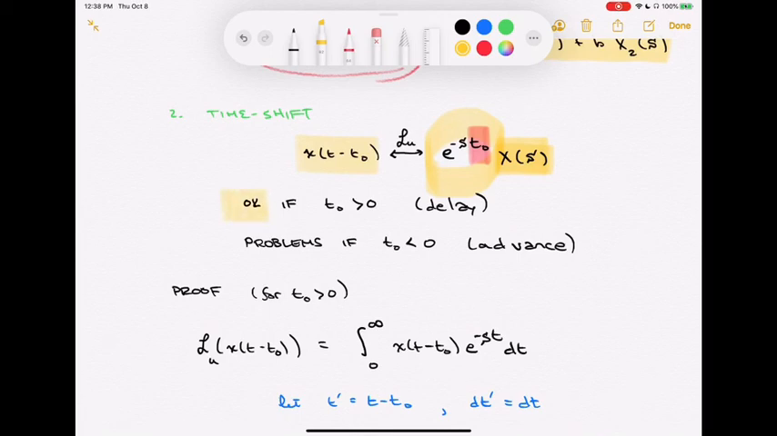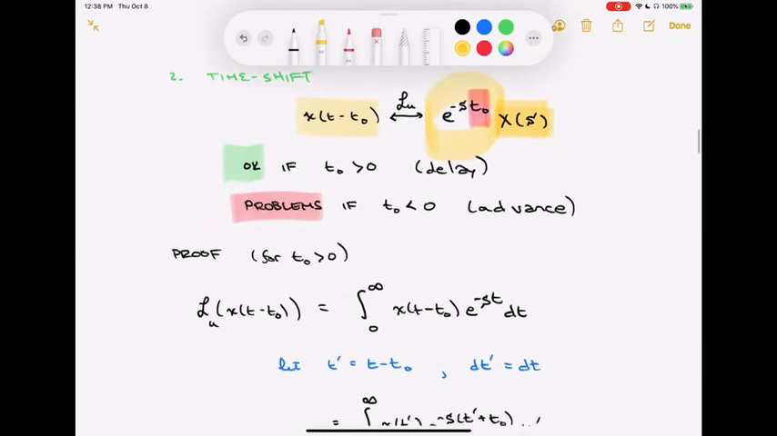It's perfectly fine. We definitely get this if the parameter t naught is greater than 0, corresponding to a delay. But we might find that there are some problems if t naught is less than 0 for an advance. And I'll provide some intuition on that in a second. Let's first prove that, at least for the t naught greater than 0 case, the delay case, this property is indeed what it says it is. That delaying in time just causes a multiplication by an exponential in the transform domain.